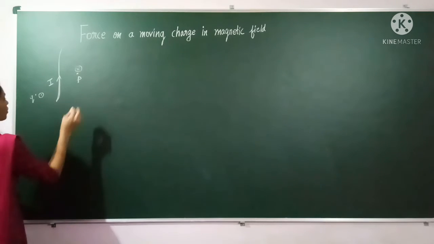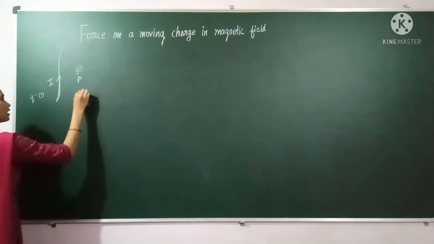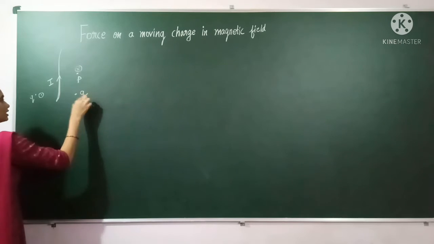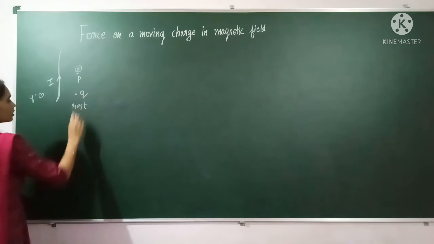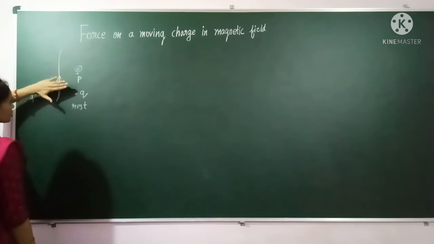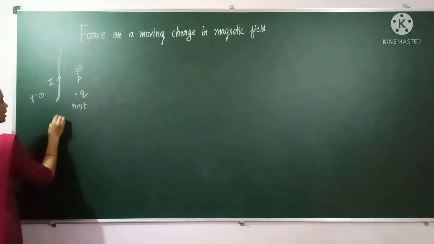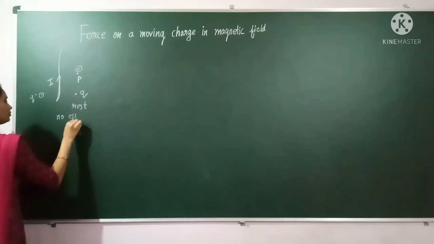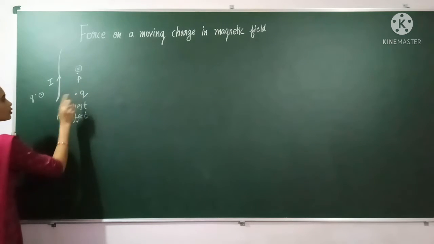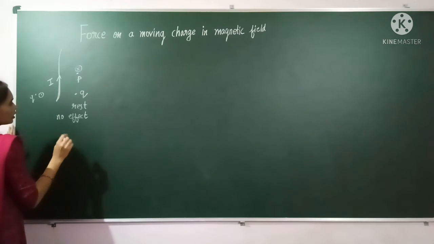Next, here we will place one charge Q. Here I am placing one charge Q, and this charge is at rest. When this charge is at rest, what we have observed is that although the magnetic field is present here, because of its presence there will be no force acting on this charge. So here I will write no effect. This magnetic field is not applying any force on this rest charge.